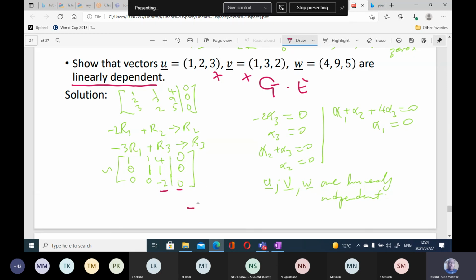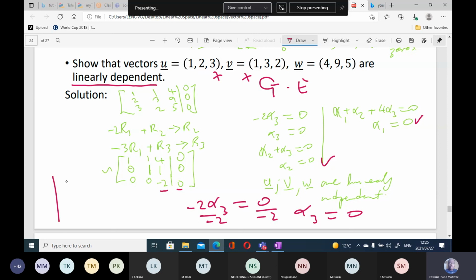What does that mean? It means that minus 2 alpha 3 is equal to 0. You divide both sides by minus 2. So it means that alpha 3 is equal to 0. Then you substitute here. It means that alpha 2 is 0 and alpha 1 is 0. So if all of them are zeros, then we say that U, V, and W are linearly independent because all of them are zeros.